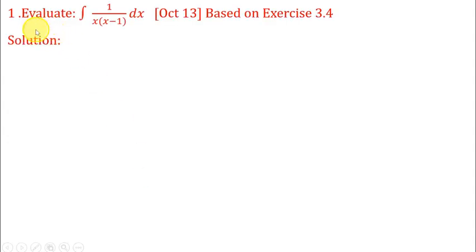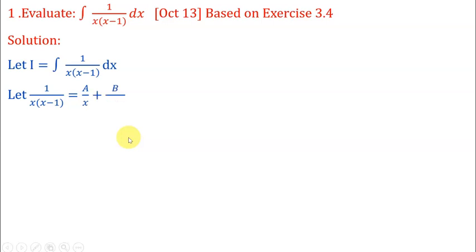Here is the first example. Evaluate the integral of 1 upon x into (x minus 1) dx. Here I is equal to the integral of 1 upon x into (x minus 1) dx. Now arrange this like this: 1 upon x into (x minus 1) is equal to A upon x plus B upon (x minus 1). After simplification, multiplying on both sides by x into (x minus 1), you will get 1 is equal to A(x minus 1) plus Bx. This is the first step. Now find the values of A and B.